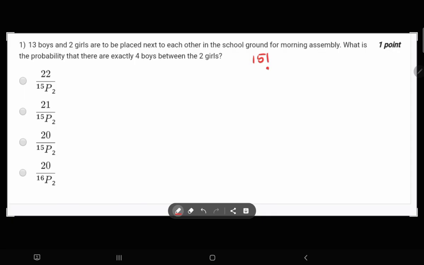And to find the number of cases in an event, we would say there are 9 boys and a group of 2 girls and 4 boys, because this is what we must have in an event. So we have a total of 9 plus 1, 10 different entities. So ways of arranging these entities would be 10 factorial.